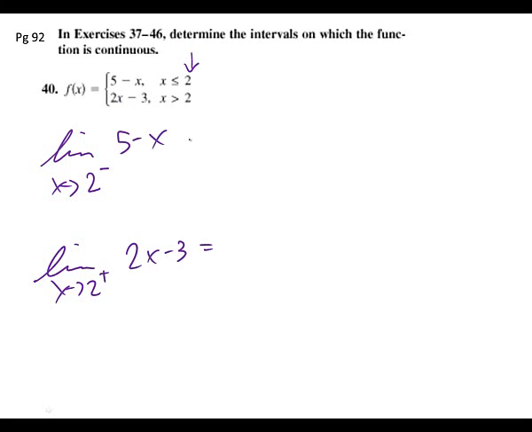All right, so this is plug and chug, right? Plug the 2 in there. What do we get? 3. Okay. Plug a 2 into here. 4 minus 3 is 1. So is it continuous? Not continuous.